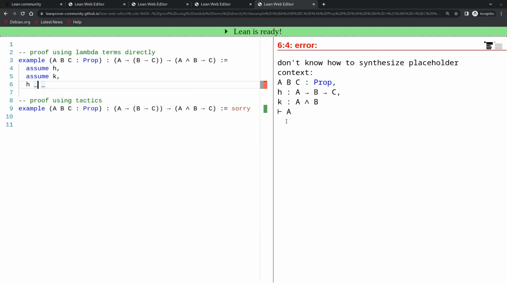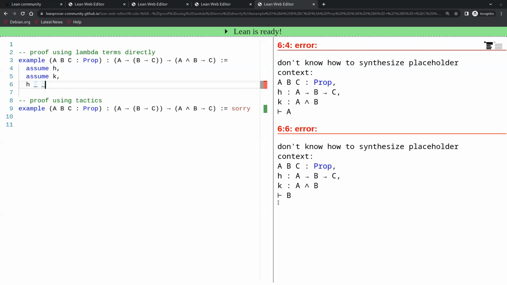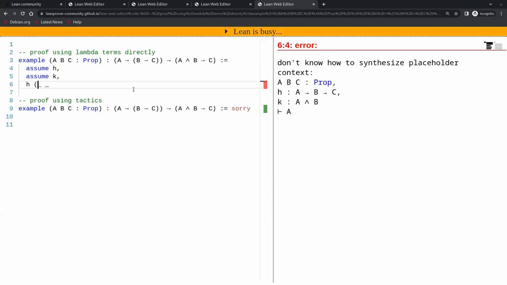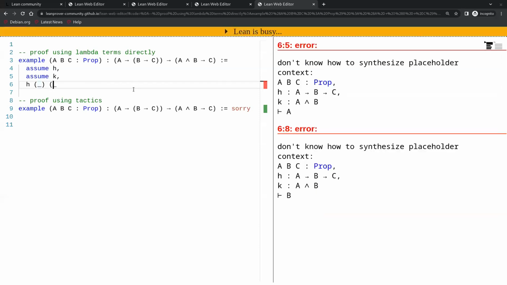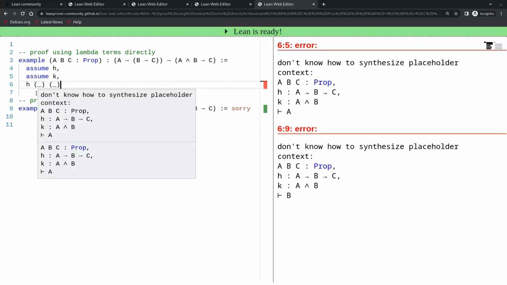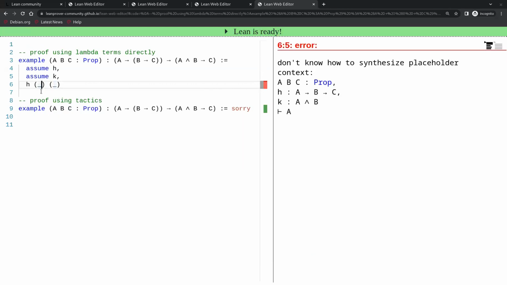we need to fill it with a proof of A. And the second underscore we need to fill with a proof of B. So often these proofs will be very long, and then it is convenient to place parentheses right away around these underscores so that we don't get confused. Here, on the other hand, the proof of A will be very short.